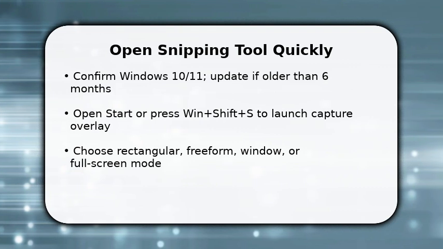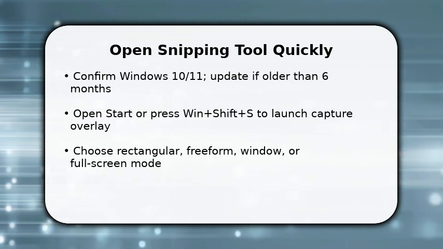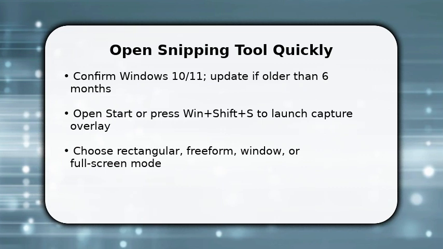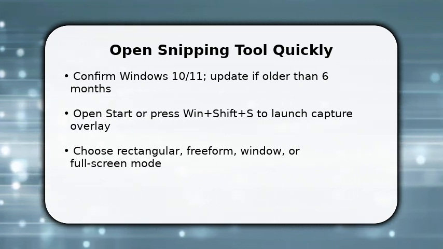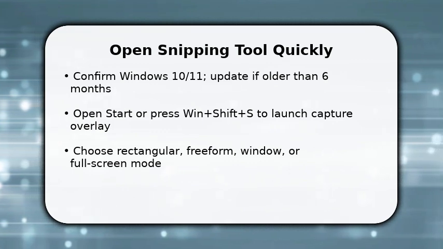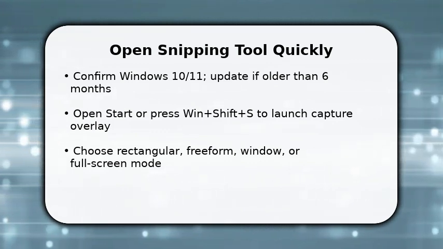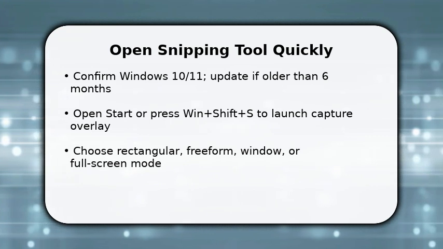Once done, select a capture mode, rectangular for most tasks, freeform for irregular shapes, window to grab a single app, or full screen for everything. Make sure to position windows and hide sensitive info before you capture, so you get the exact screenshot you need.